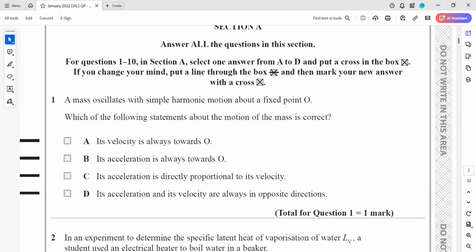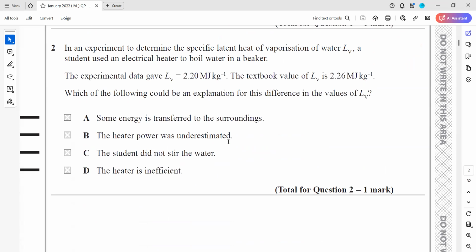So say this fixed point O is the mean position. When it is vibrating to and fro, velocity can be opposite, velocity can be towards, not always, so that's not correct. Acceleration is always directed towards the center. That's correct. Speed will always increase when moving toward the mean position. That is a characteristic, or a definition, of simple harmonic motion as well: acceleration is always directed toward the center. It will always accelerate when moving towards the center.